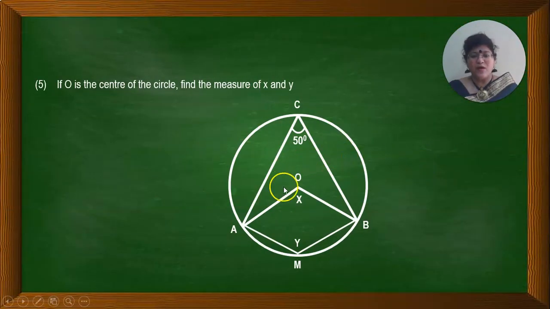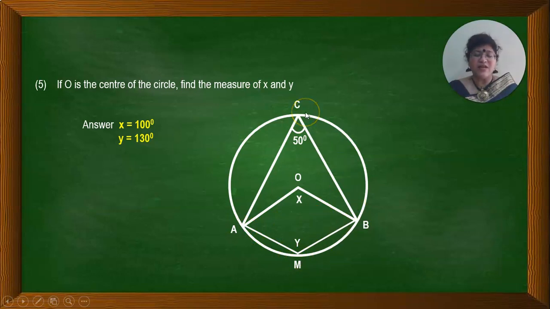Another question. O is the center of the circle. Find the measure of X and Y. So this is a very important question. C is given as 50 degree. You don't know the value of Y. So how would you calculate in this case? Now that this angle is 50, what will be the central angle? The central angle out here will be 100. So look at the answer. X is 100. So check, the angle at the center is double the angle subtended by the arc at any other point on the circle.